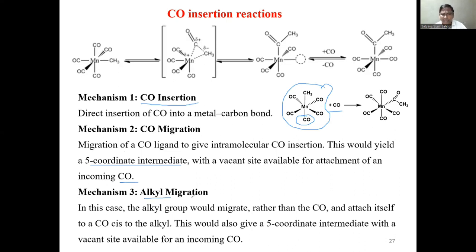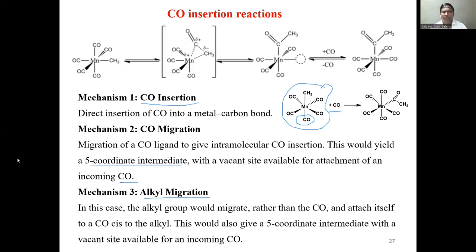So the third one is alkyl migration. That means the alkyl group migrates to the CO which is cis to it. So for this alkyl, these are the 4 CO: 1, 2, 3, 4. These are the 4 CO which are cis. So the alkyl group migrates to one of these cis COs. So we get the acyl. So this is again giving a 5 coordinated intermediate. Now this new carbon monoxide can join the vacant site of this alkyl group. So we get the product.